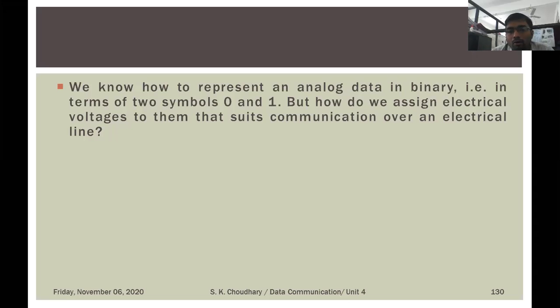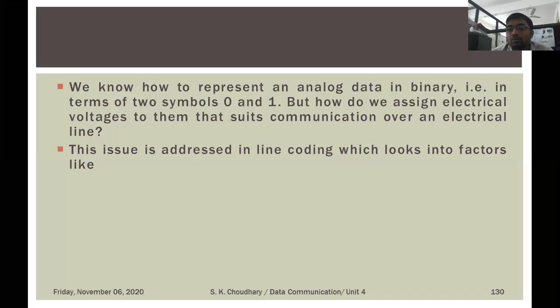We know how to represent analog data in binary, that is in terms of two symbols, 0 and 1. But how do we assign electrical voltages to them that suit communication over an electrical line? This issue, the conversion of these symbols into electrical voltage, is addressed in line coding, which looks into several factors.